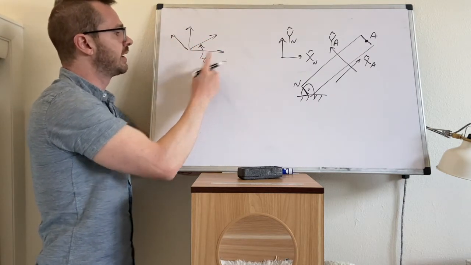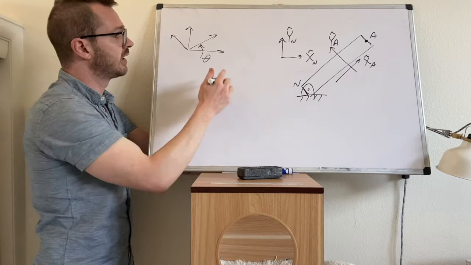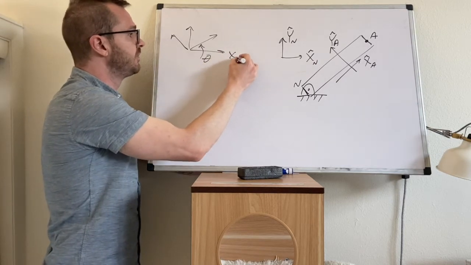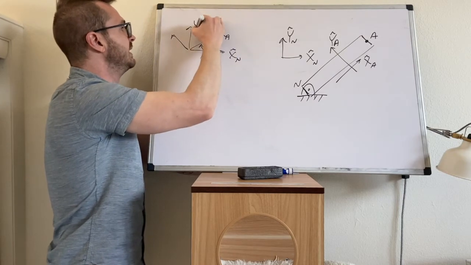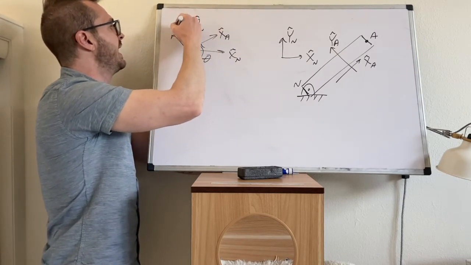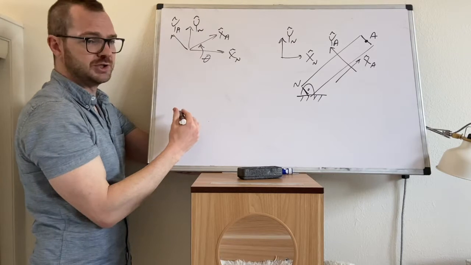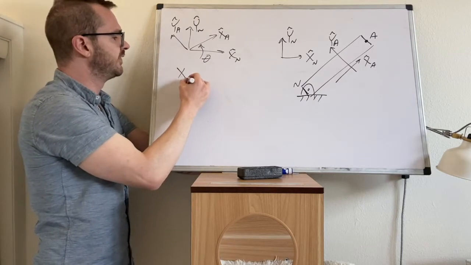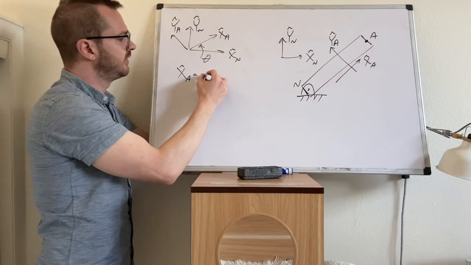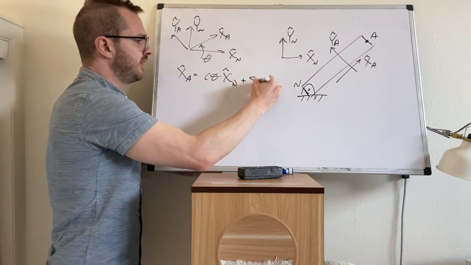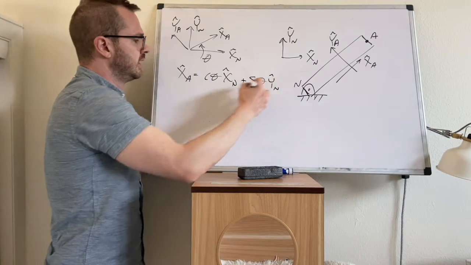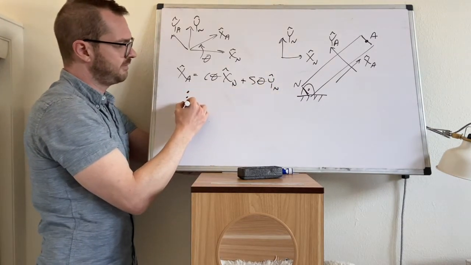So do your diagram. Our generalized coordinate for this problem is theta, with xn, xa, yn, and ya. And of course, from this, we can generate the trig expressions that will define the rotation itself. xa is equal to cosine theta xn plus sine theta yn, and so on.